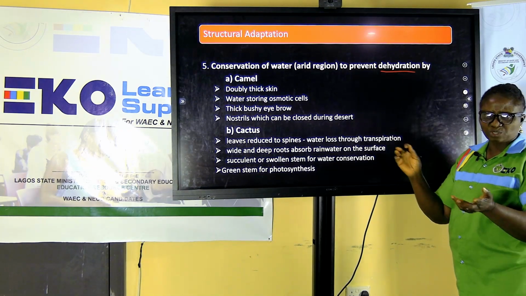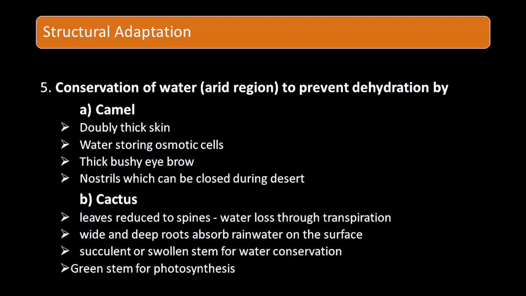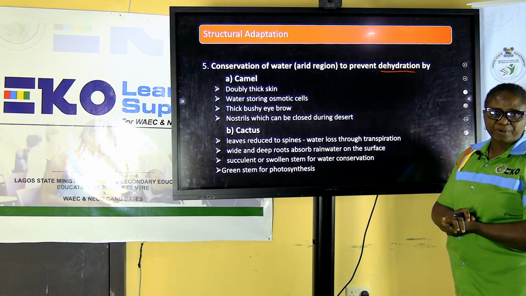Camel, what does it have? Let's look at the board. It has doubly thick skin so that it doesn't lose water too easily. Water storing capacity within the cells. So in order for it to maintain constant activities, it equally has thick, bushy eyebrows.